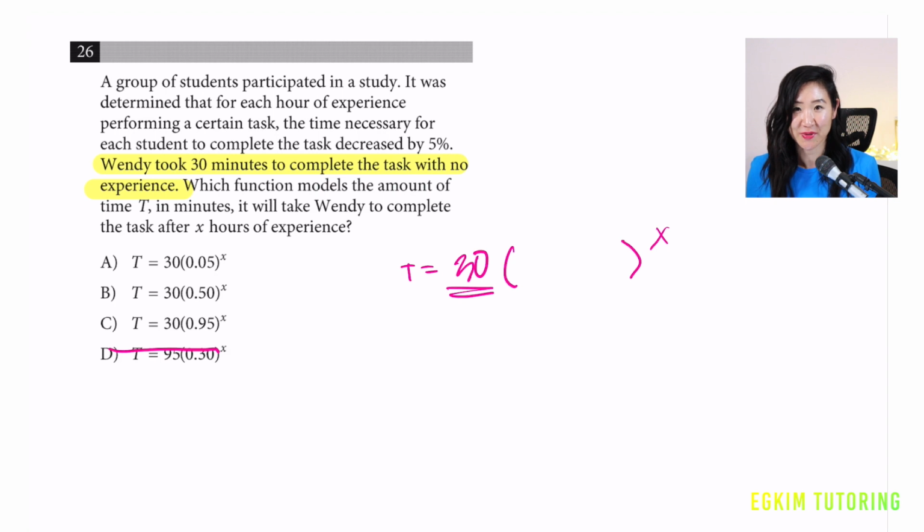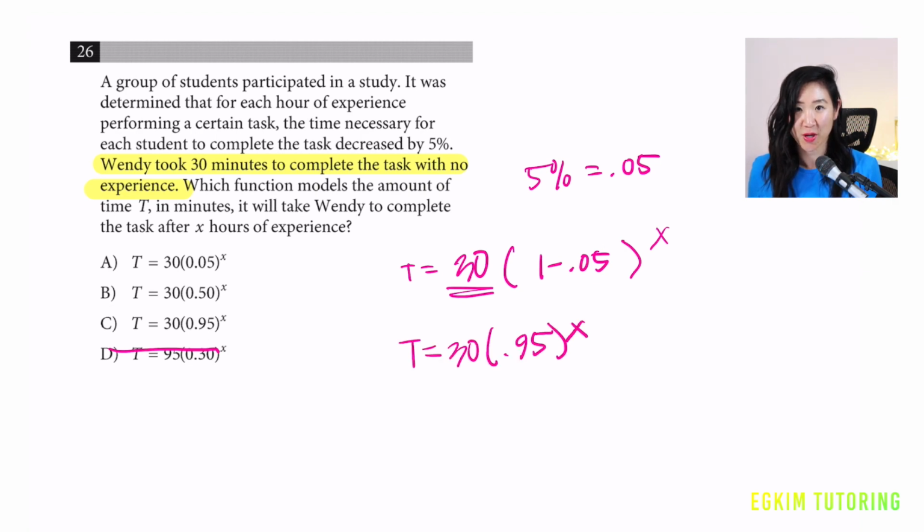Let's talk about the 5%. So this 5% is actually 0.05 in decimal form, and it's a decrease. So inside the parentheses, we're going to put 1 minus 0.05. So your simplified equation should just be t is equal to 30 times 0.95 to the x power, which is answer C. A common mistake is answer A, which only focuses on the percent decrease rather than the actual amount of time spent.